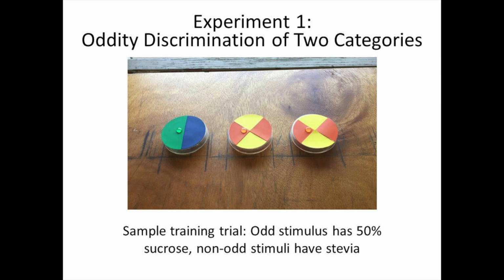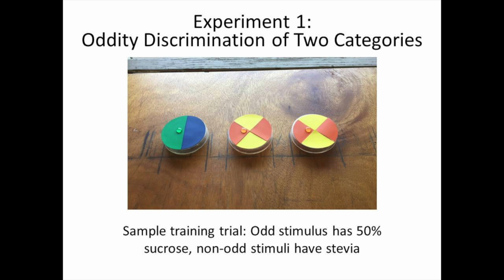This is an example of a training trial for experiment 1, oddity discrimination of 2 categories. The bee will come back to 3 stimuli with 2 types of categories. The 2 categories are the split stimuli and the pinwheel pattern stimuli. The odd category in this example is split, and it'll have a drop of 50% sucrose on it. The 2 non-odd categories, or the 2 pinwheel pattern ones, will have a drop of stevia on it. Stevia serves as a punishment. It is a natural 0-calorie sweetener used as a sugar alternative, and it does not taste good to the honeybees. It serves as a highly aversive stimulus.